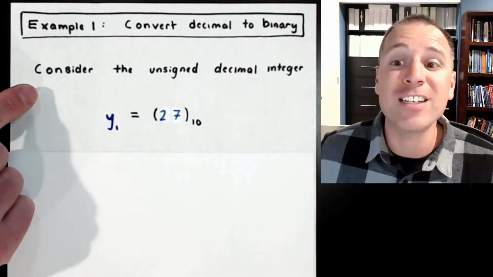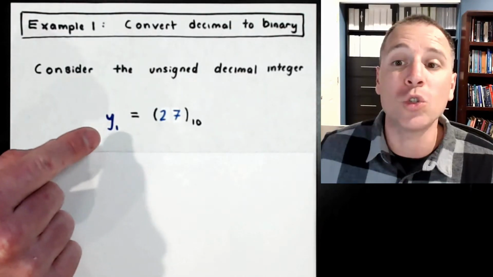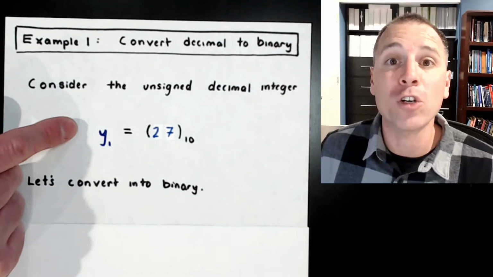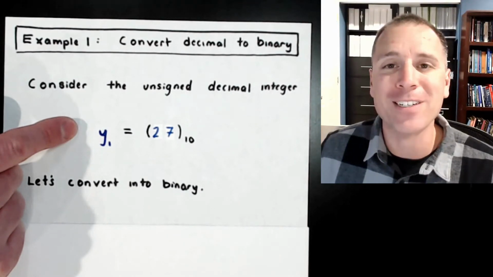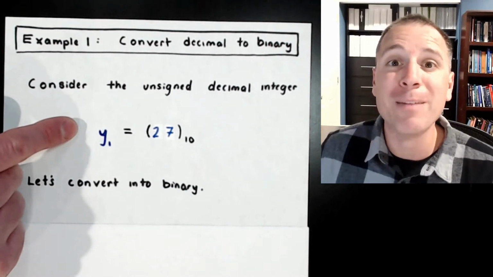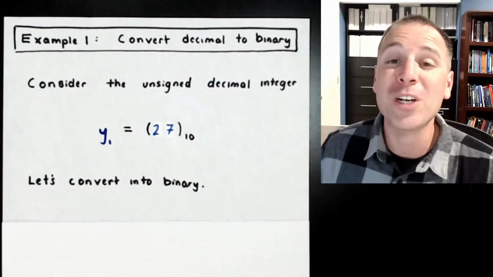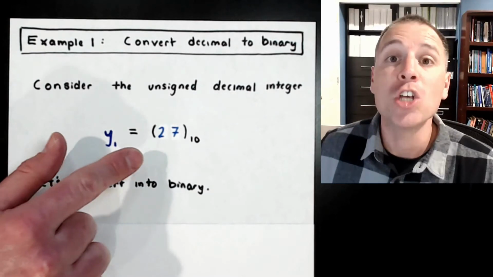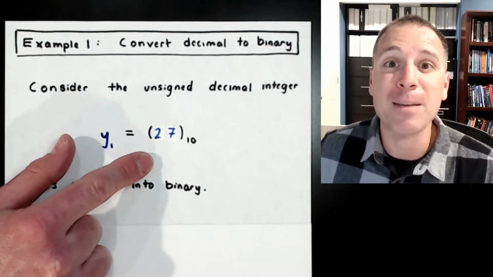We have the unsigned integer y1 equal to 27 base 10. And we immediately ask ourselves, how do we convert 27 in base 10 representation into the corresponding binary representation? One of the first questions we ask ourselves is, how many binary digits are we going to need to encode 27 as a binary number?